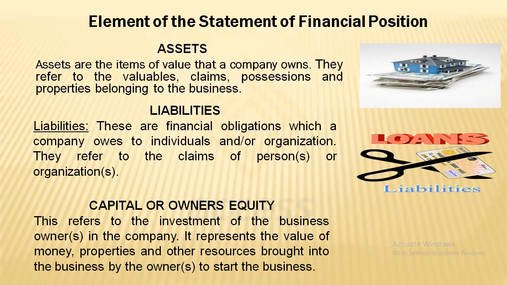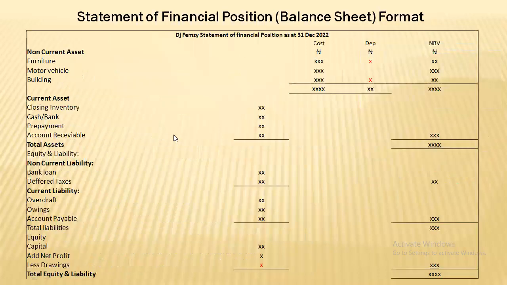Now, what are liabilities? Liabilities are financial obligations that the company owes to individuals and other organizations, as the case may be. They are claims against a business organization. And the last one is capital. Capital represents the owner's investments in the business. Whatever the owner has contributed to the business is what is referred to as capital.